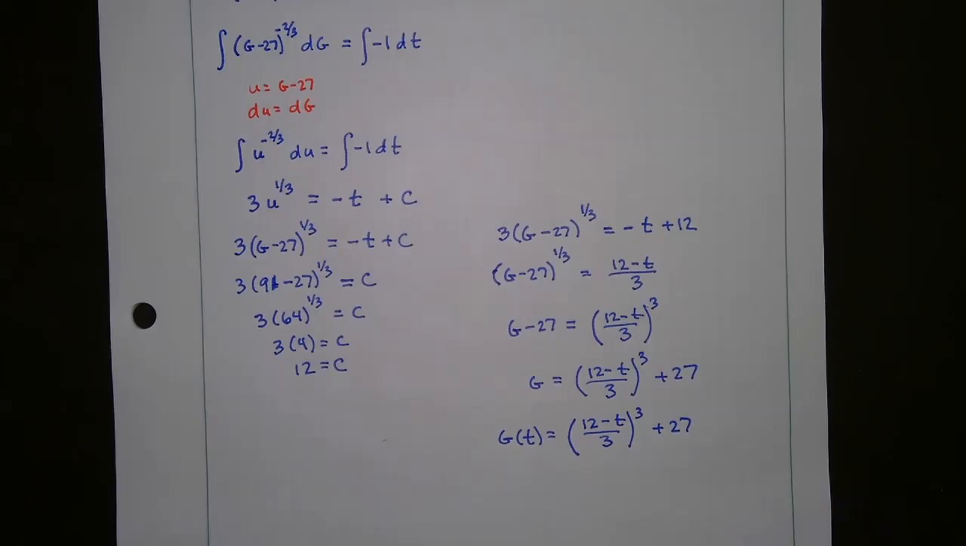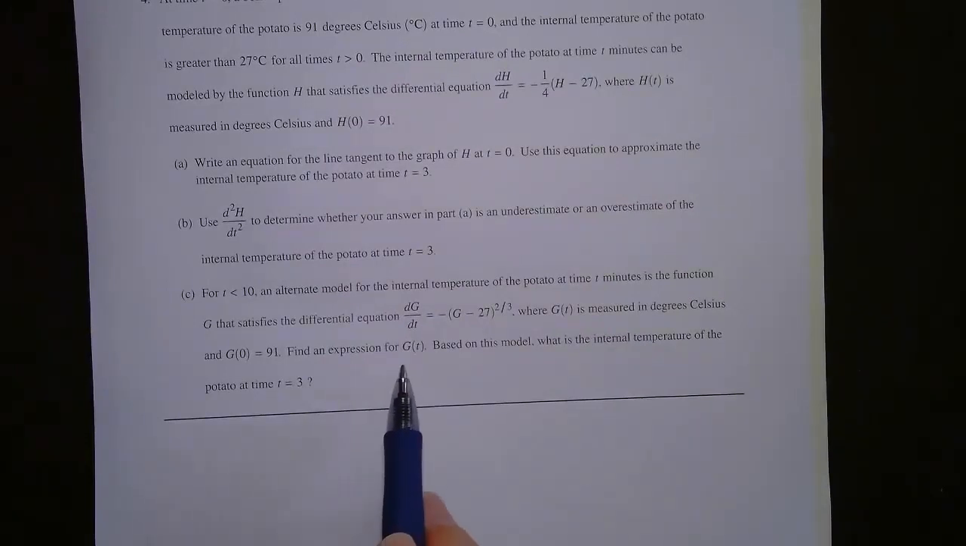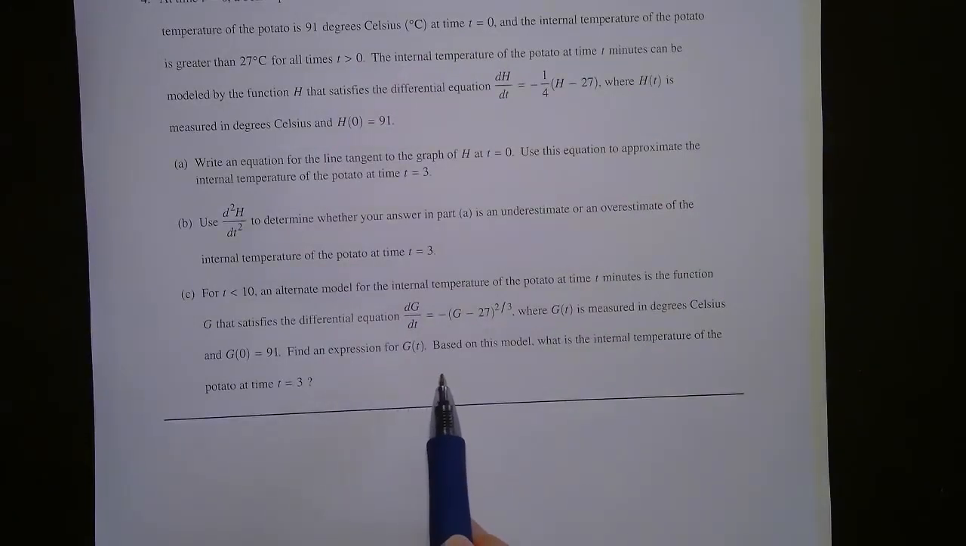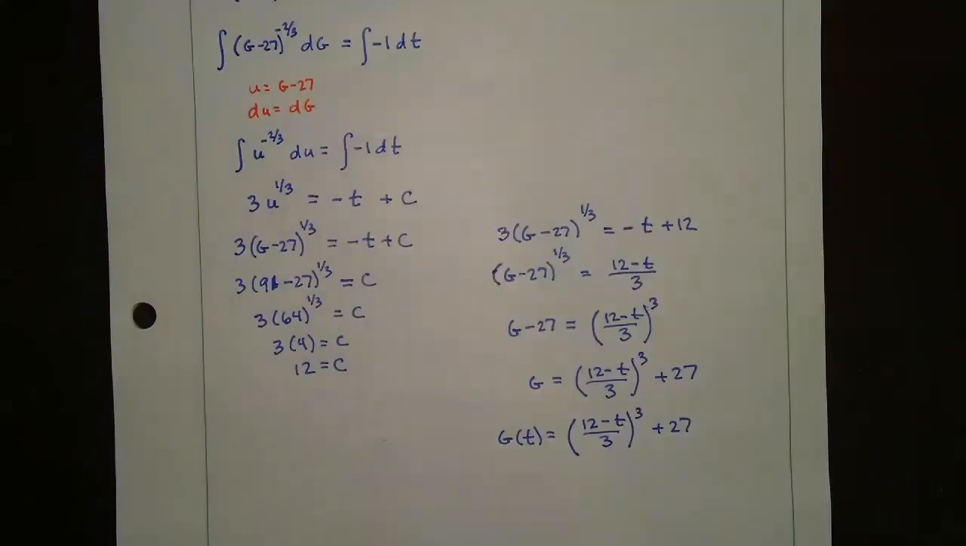All right, so then we need to also, because there was another part to this, right? So I'm going to grab my problem back, okay? Find an expression for g of t. We did that, right? Okay, and based on this model, what is the internal temperature of the potato at time t equals 3? Okay, so what was the temperature of this potato? Okay, so we got to find that. So what is g of 3 for our function?